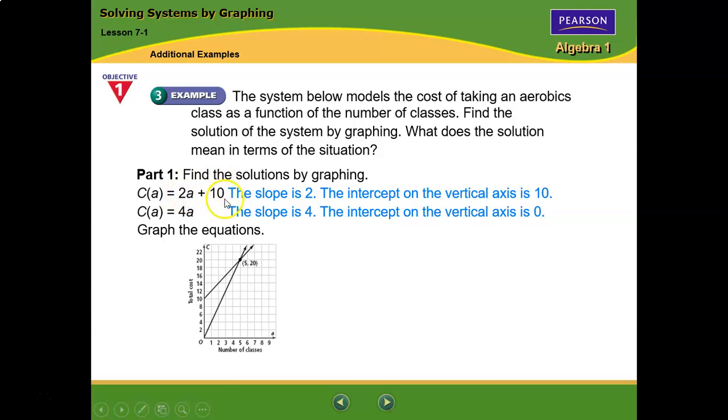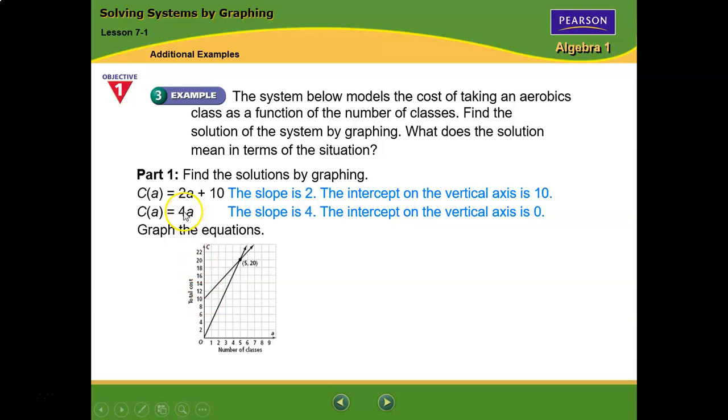Well, your y-intercept is 10, so we put a point right there at 10 on the y-axis. And then the slope is 2, so that means rise 2 and go 1 to the right. Well, we're counting on this scale here by 2, so this is 2 and 1 to the right. We would put another dot right there and then draw our line. So this line right here represents the first aerobics class.